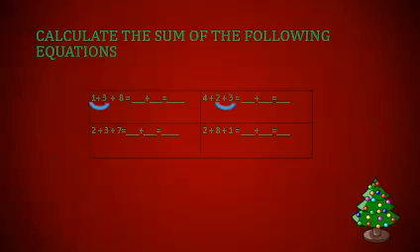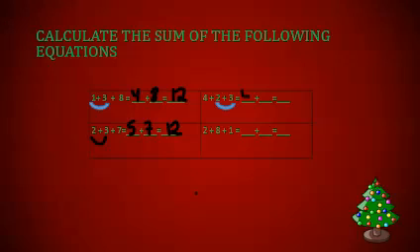In this slide, we have to calculate the sum of the following equations. The first one is 1 plus 3 plus 8. First, we have to add 1 plus 3 is equal to 4. 4 plus 8 is equal to 12. The second one, we have to add 2 plus 3 first, which are equal to 5. 5 plus 7 equal to 12.